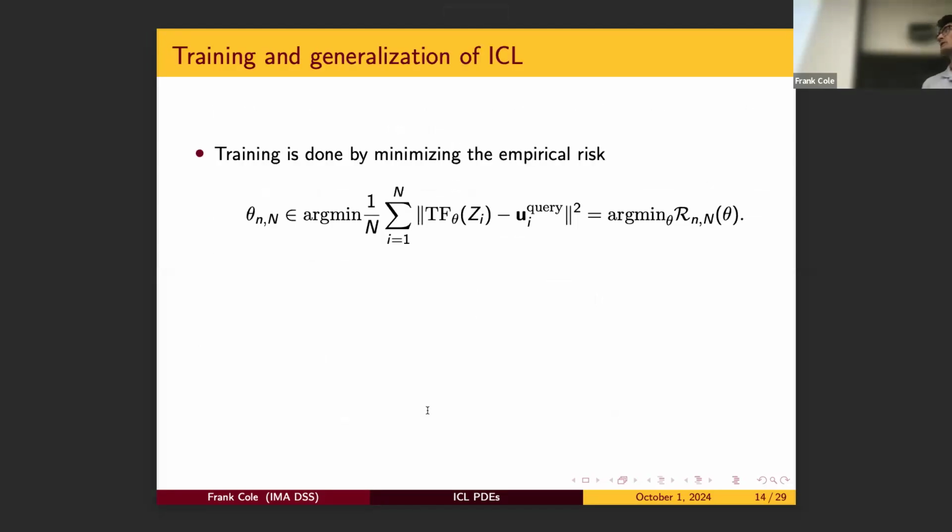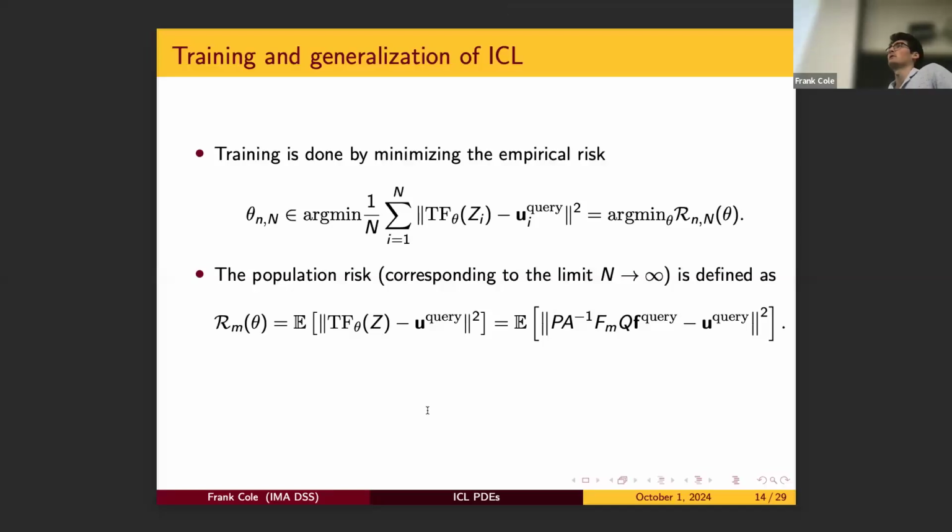It's just a couple more remarks on the training and the generalization. For training, we have this empirical risk function. It's indexed by the capital N, which is the number of tasks, and the lowercase n, which is the number of labels for each task. I mentioned you can, in theory or in practice, use different numbers of labels for each prompt. But for the theory, we're just going to assume that in training, the number of labels per prompt is fixed at lowercase n. And then this theta, indexed by the two n's, is the empirical risk minimizer.